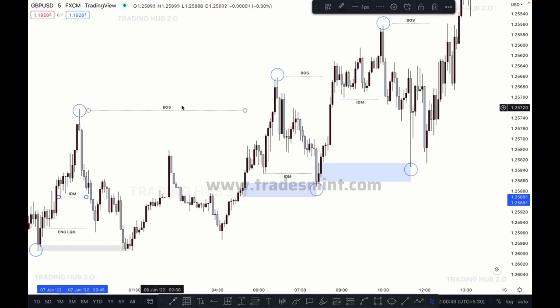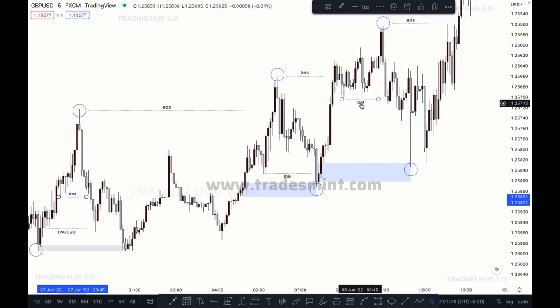So after breaking this structure, you can see again the market must take out the first low and then tap on this demand, this order block, and push higher. Again the market breaks the structure, takes out the first low, which acts like an inducement, and taps on the extreme order block and pushes higher.